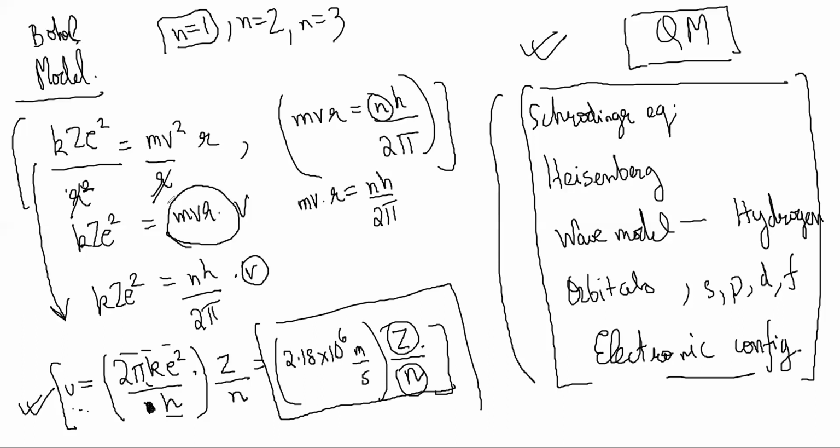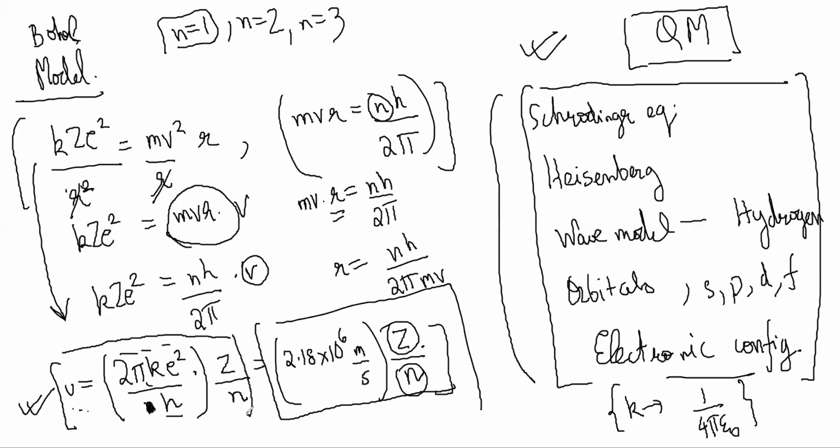This k, by the way, k in Coulomb's law is actually 1 by 4 pi e naught. Later when we do physics, you will know that. But right now, don't bother. Maybe it will not be necessary. What I'm trying to get now is the radius. Because we have velocity, we can get radius. So radius is equal to nh by 2 pi mv, right? Can somebody write this down so that I can ask you the same formula on the next page?